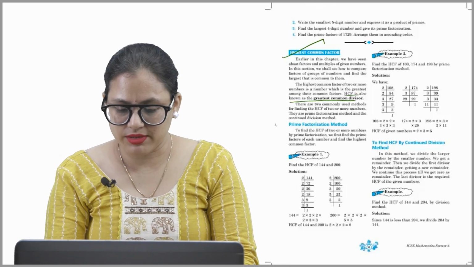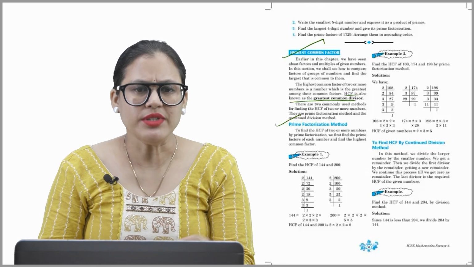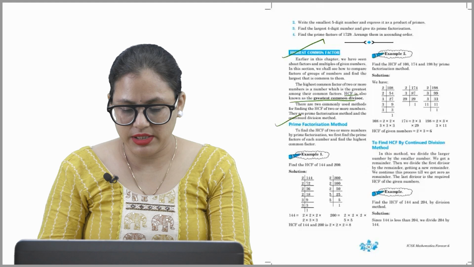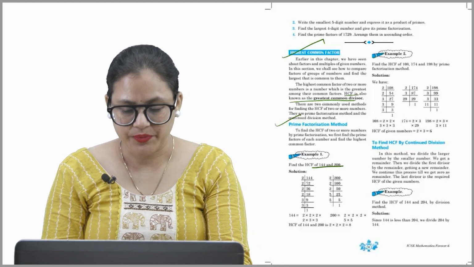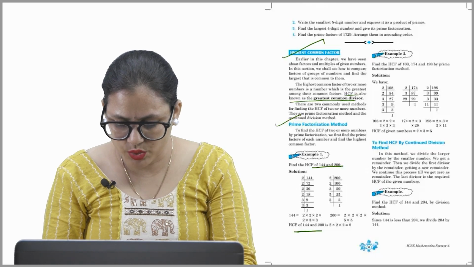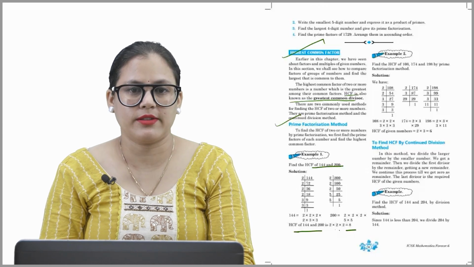Prime factorization method. To find the HCF of 2 or more numbers by prime factorization, we first find the prime factors of each number and find the highest common factor. For example, we have to find the HCF of 144 and 200. Now, HCF of 144 and 200 is what? 2 into 2 into 2 is equal to 8.